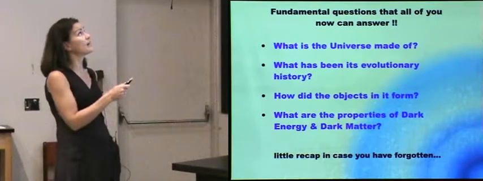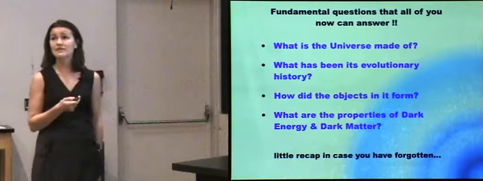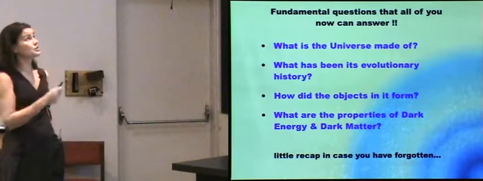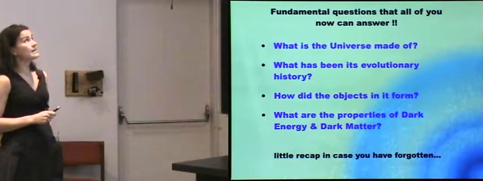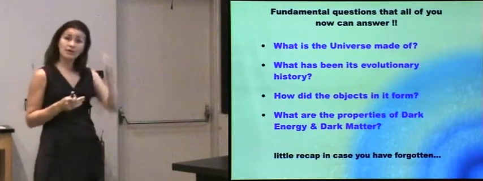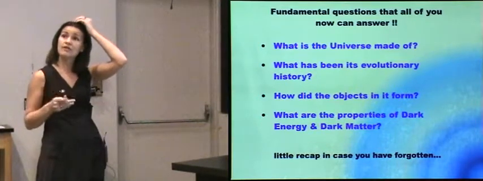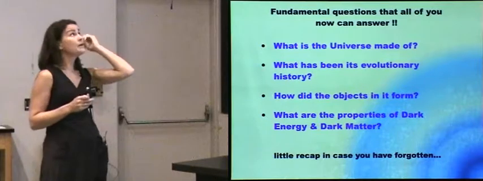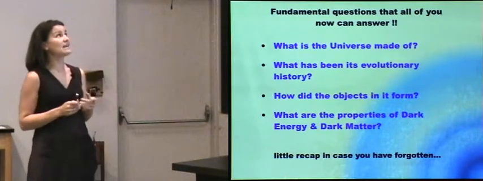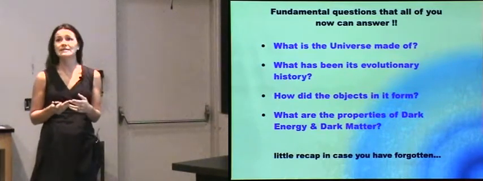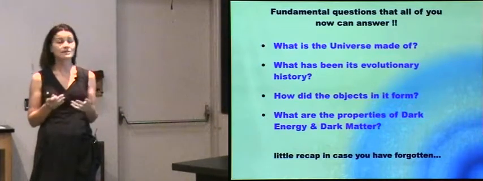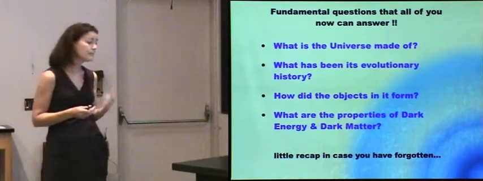In the early lectures, we spoke about what the universe is made of, and I'm going to talk about that pie chart again. What has been its evolutionary history? How did it begin? How did it evolve? How did we get to the state that we're in now? And then looking in detail, how did the objects, the beautiful things that we see around us, like stars and galaxies and clusters of galaxies, actually form?